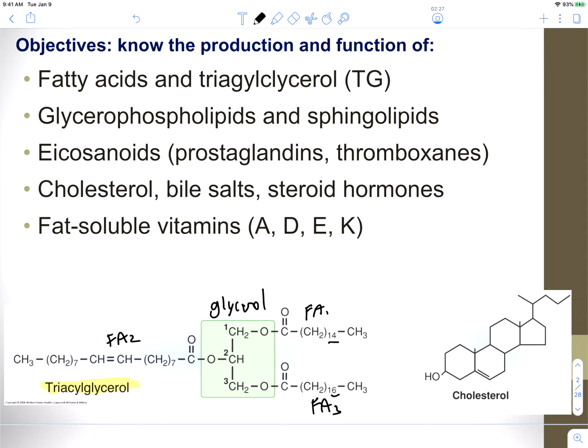And then, of course, for cholesterol, we have a sterol nucleus. And this is the structure of that nucleus. So all cholesterol products will contain this nucleus, whether it's bile salts, whether it's going to be a hormone, or just simply cholesterol. This is the nucleus of cholesterol. And then it'll have different things attached to it to form bile salts or hormones, etc.